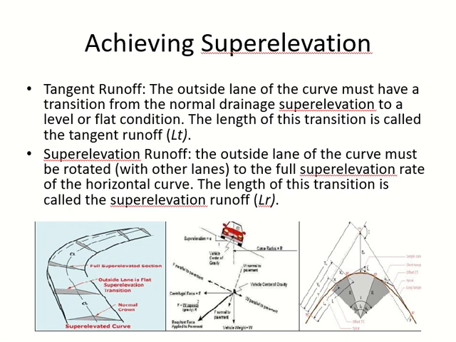And this is how it happens. You can see it here. This is normal. Outside edge goes straight. Full superelevation. And at the end, reverse will happen. From superelevation to outside edge level, then normal. Clear?